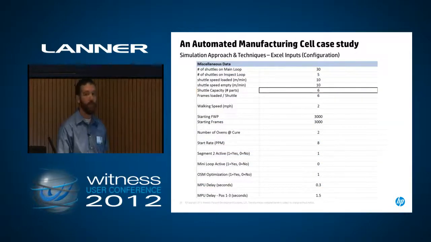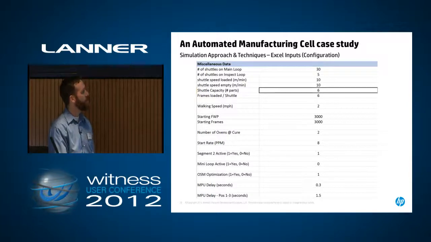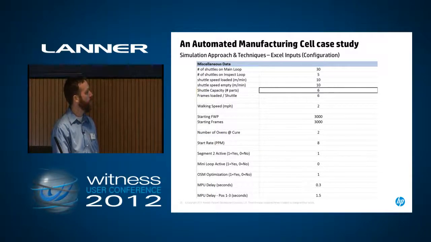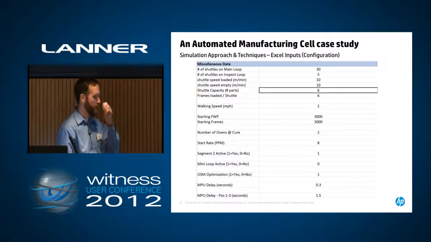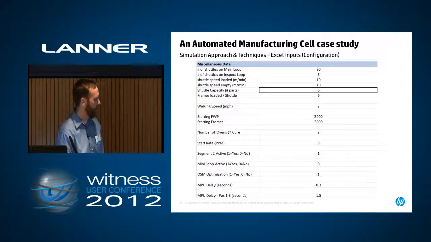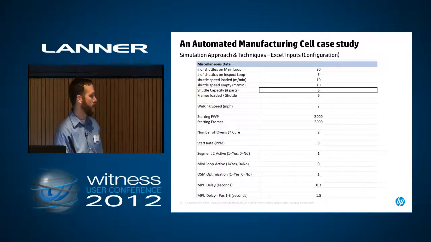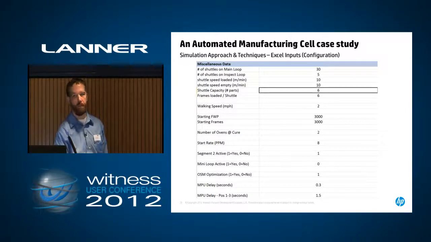This is kind of the configuration tab. Here's where you set the number of shuttles, the shuttle speed, and the number of frames in the model. Additionally, I mentioned looking at design change proposals. I have some flags down here. Like this mini loop is a design change proposal that's kind of on the table, and you can turn it on or off here. And the user can also look at different throughput improvement projects, some proposals. This one called OSM optimization is one example, and you can turn it on and off here.